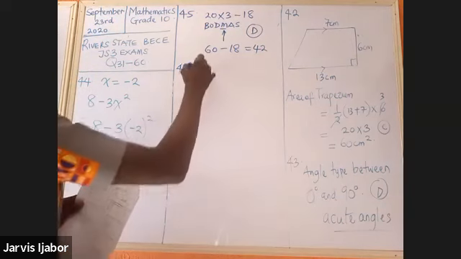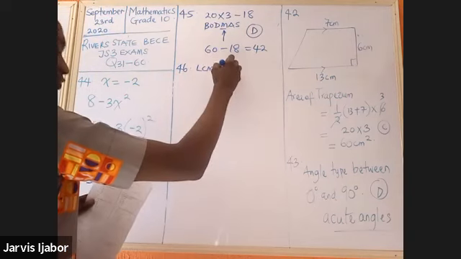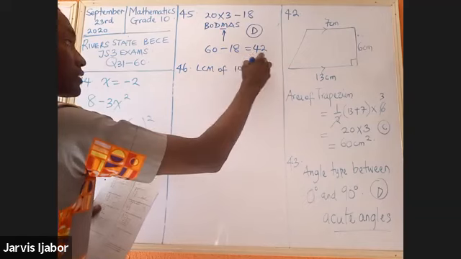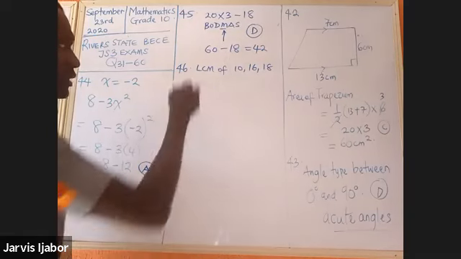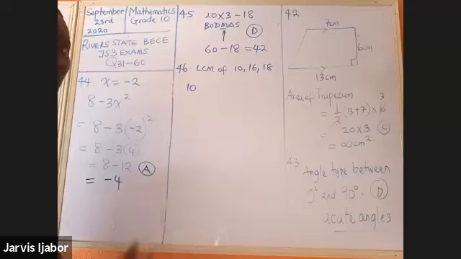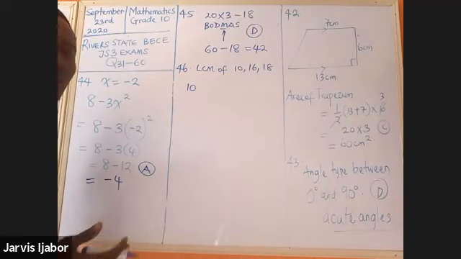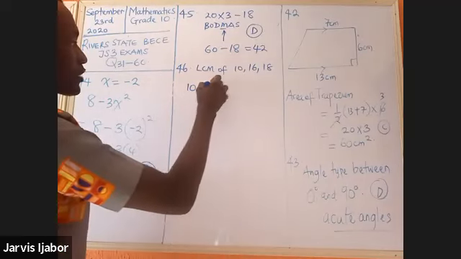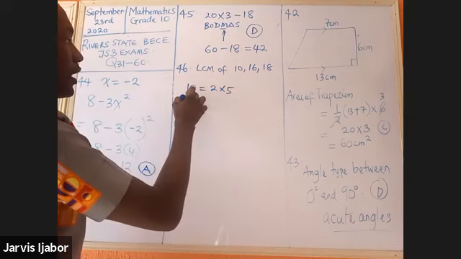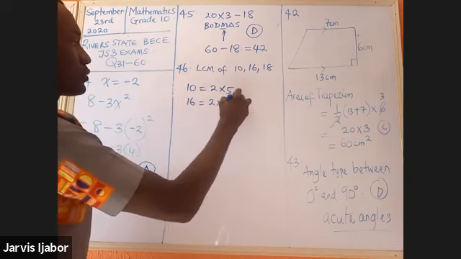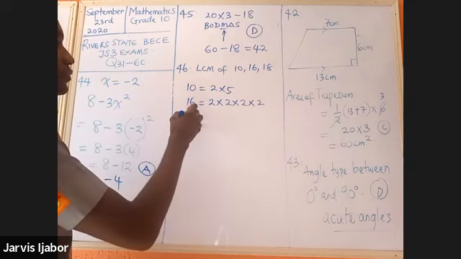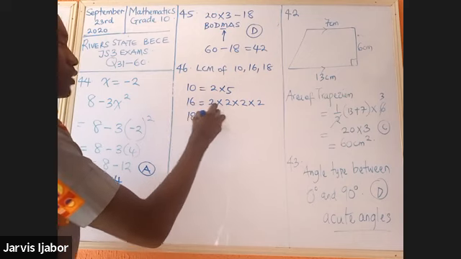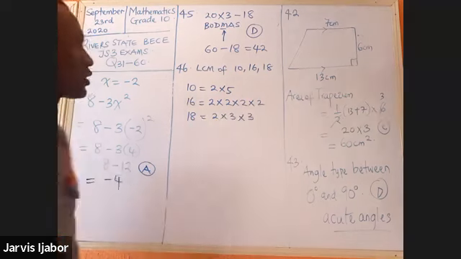Question 46. It says find the LCM of 10, 16, and 18. You know, previously I would always tell students to use the ladder method, but I discovered that not in all cases do you need to do that. Now I use both methods. I don't restrict myself to a particular method because I see the relevance of each method. 10 is actually 2 times 5. 16 is actually 2 times 2 times 2 times 2. And 18 equals 2 times 3 times 3.